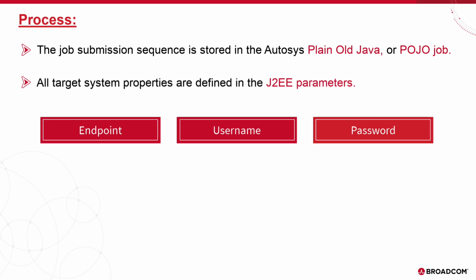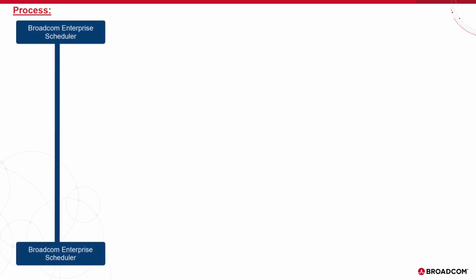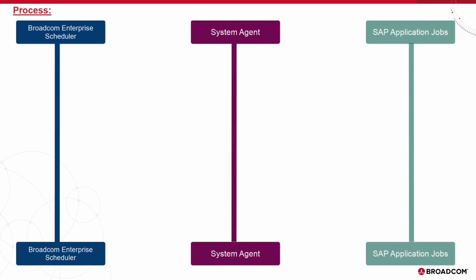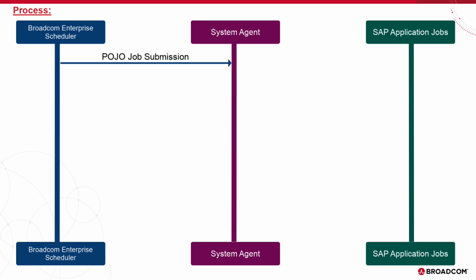Let's look at the sequence of execution. We start with the three main components: the AutoSys scheduler, the system agent, and the SAP Application Jobs service in SAP S/4HANA Cloud. The AutoSys scheduler submits the POJO job to the system agent. The system agent acknowledges the job and initiates communication with the SAP Application Jobs service. The system agent then initiates authentication based on the credentials and specifications defined in the J2EE authentication parameters.